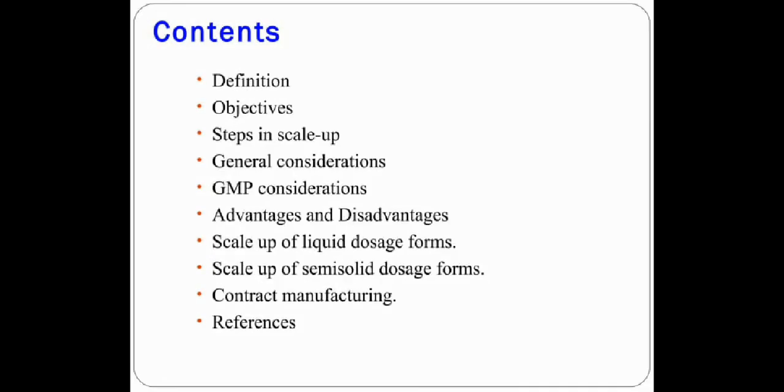First of all, what topics we are going to cover in this lecture number 1. First, definition, second, objectives, third, steps involving scale up, fourth, general consideration, and fifth is GMP consideration. And the last topic is advantages and disadvantages. And the remaining topics from this unit we will see in the next lecture.